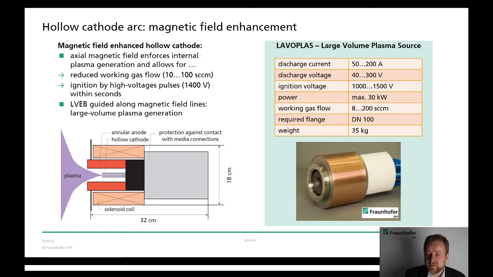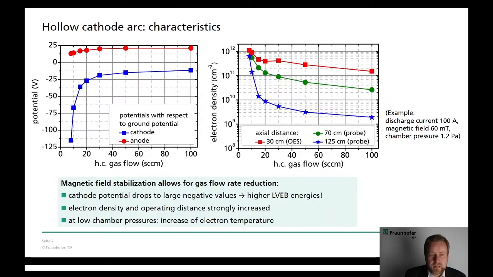On the right side we see our device which has already been transferred into an industrial application. It can produce plasmas of up to 30 kilowatts. Typical characteristics are shown on this slide. The hollow-cathode is ignited at typically gas flow rates of 100 sccm through the hollow-cathode tube. So we have here a potential difference between cathode and anode in the range of 30 volts.